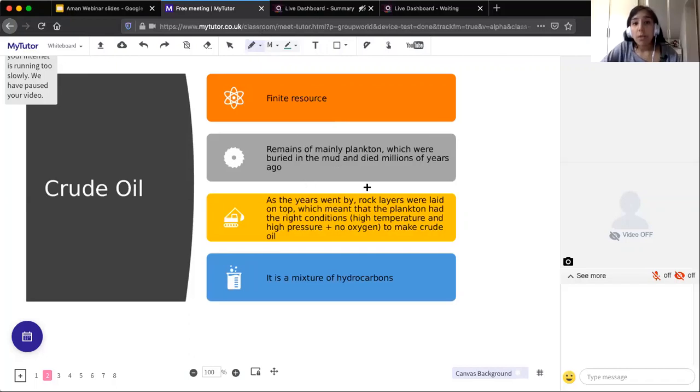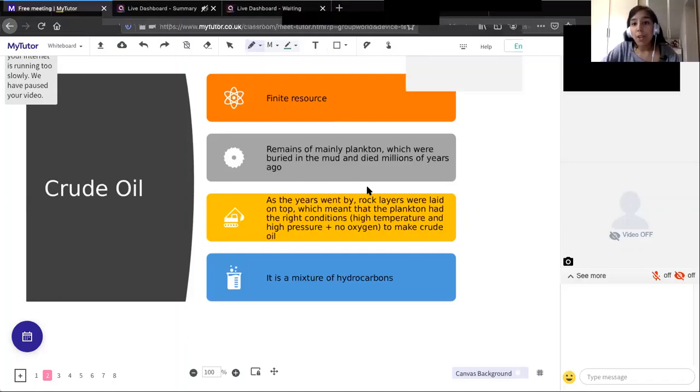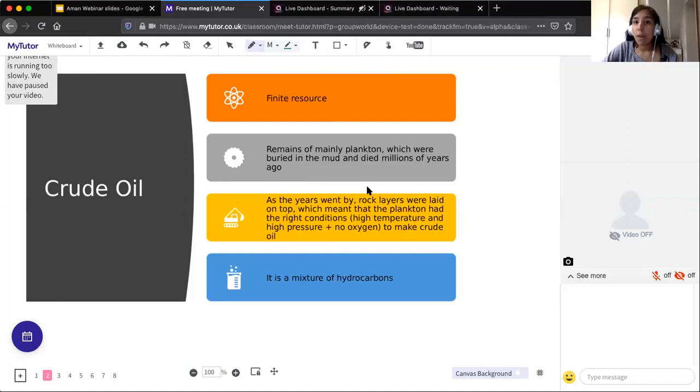Brilliant. So first of all, we need to know how it's produced. And the main way that it's produced is from something called plankton. They are tiny organisms which were buried in mud and died millions of years ago. And when they were buried in the mud, over the years, lots of rock and other layers were laid on top of them. And what that meant is that all those plankton underneath were put under a lot of pressure. And as well as that pressure, because they had so much rock on top of them, it was almost like lots of insulation. So that produced high temperatures for them. And the other thing it did was kept out any oxygen.